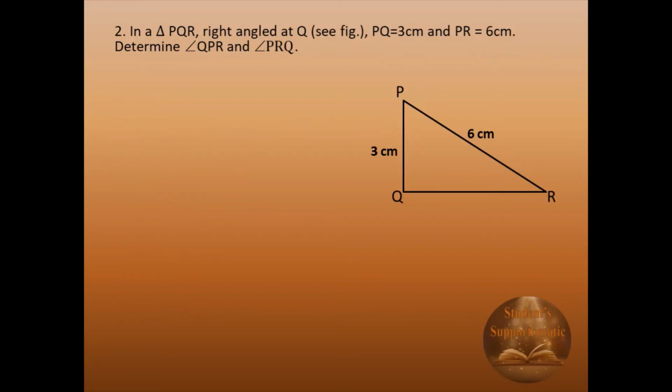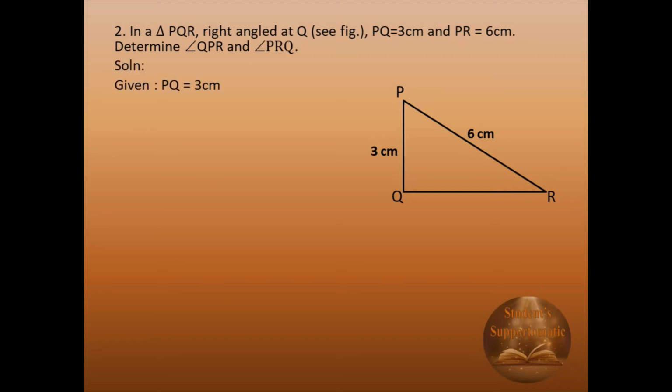Second problem. In a triangle PQR, right angle at Q, PQ is equal to 3 centimeter and PR is equal to 6 centimeter. Determine angle QPR and angle PRQ. We have to determine the values of angle P and angle R. Two sides values are given. So let's go for the solution.